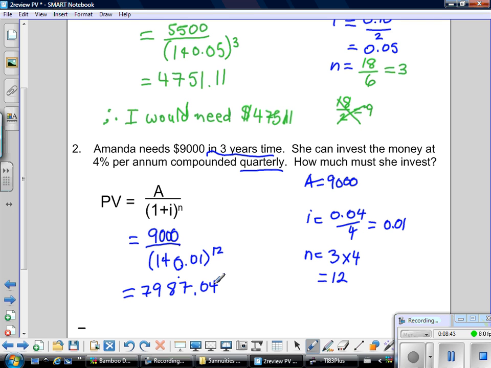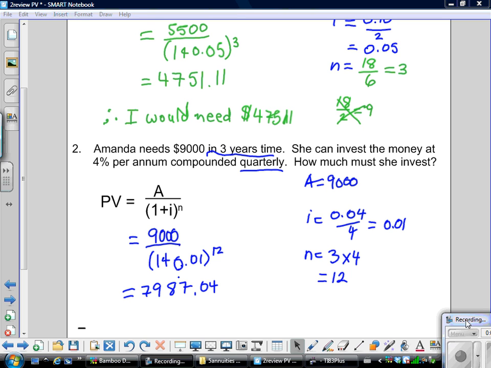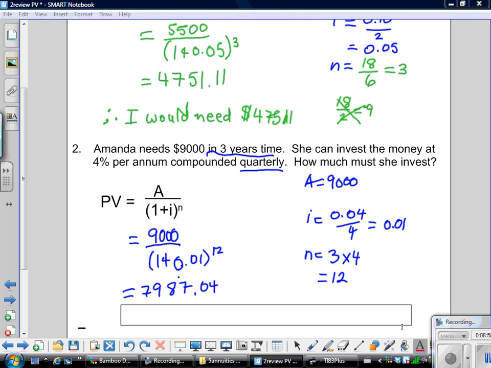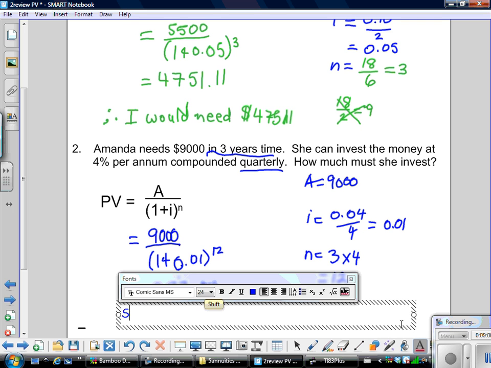Okay, now with this one, you can see that we're talking about a fair amount of money that we want in the future. So we have to invest a little under $8,000 to make that happen. So all we're going to do now is we're just going to put a therefore statement, and I'm going to type it for us. She needs to invest money signs $7,987.04.